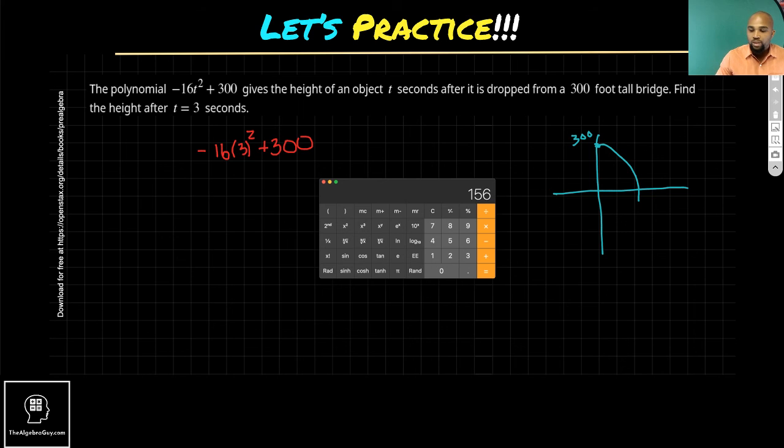So what is that 156 telling me? That's telling me what the height's going to be at 3 seconds. It's going to be 156 feet in the air. So 156 feet in the air.